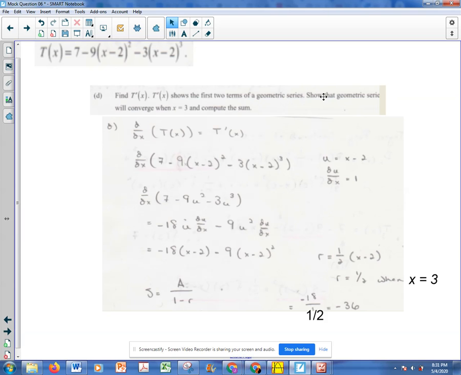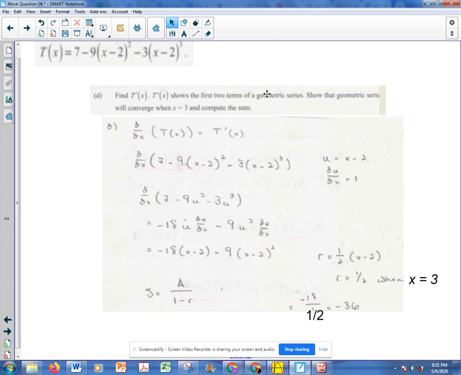You want to show that the geometric series will converge when x equals 3. So when x equals 3, r equals a half. Now, I'm going to dock myself the point, because I should have said at this stage that because r is less than 1, it's going to converge, and I didn't say it. I just wrote it. Of course, Mr. Reader, you know I meant to tell you that if r is less than 1, then it's going to converge. But I forgot to do it, so you're going to dock me the point, and I should know better. All right.